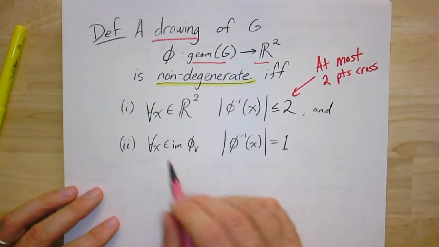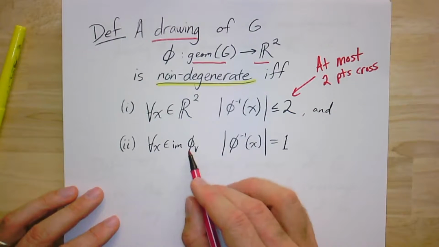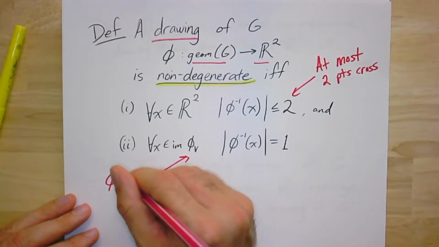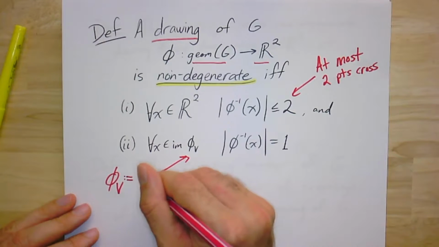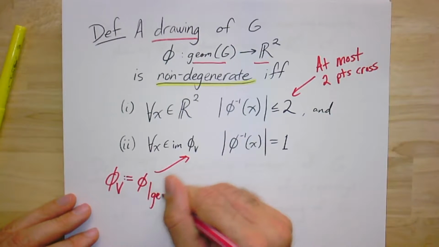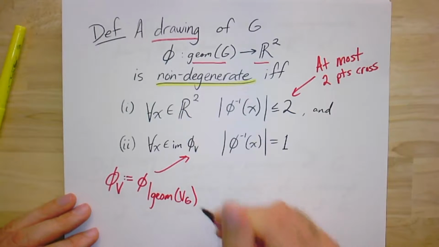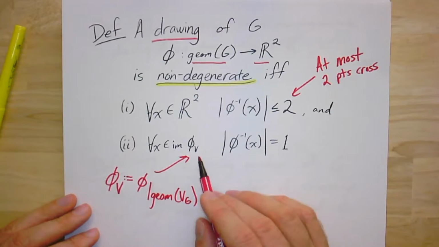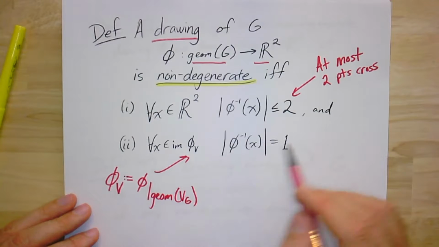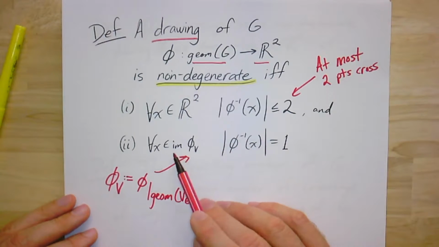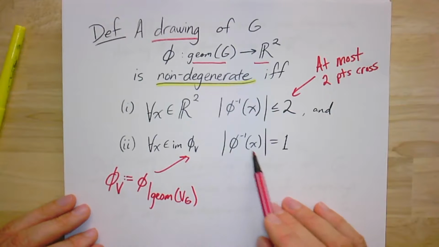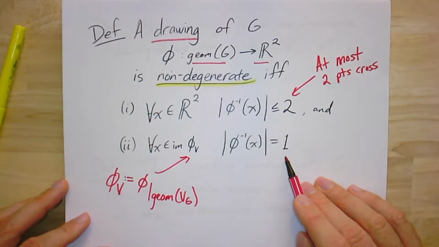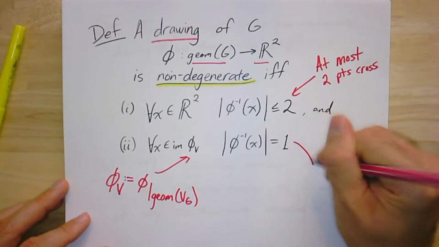And the other condition here is that if I look at any point in the image of, I've written this as 5e, well, what is 5e? 5e is the restriction of the embedding to just the vertices. So if I just look at where the vertices in the geometric realization go, that's 5e. And so for any point that is in the image of 5e, the preimage can only have 1 point. It has to have at least 1 point because we chose it to be the image of a vertex, but there can't be any crossings at a vertex.